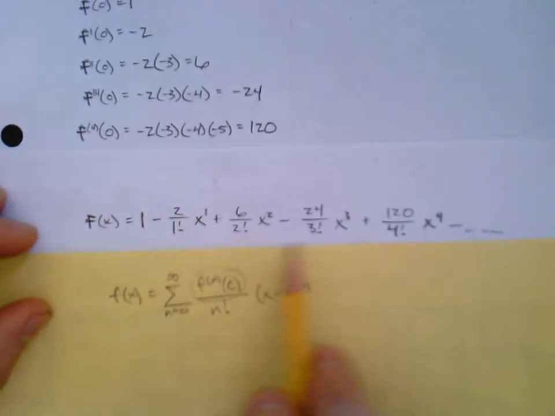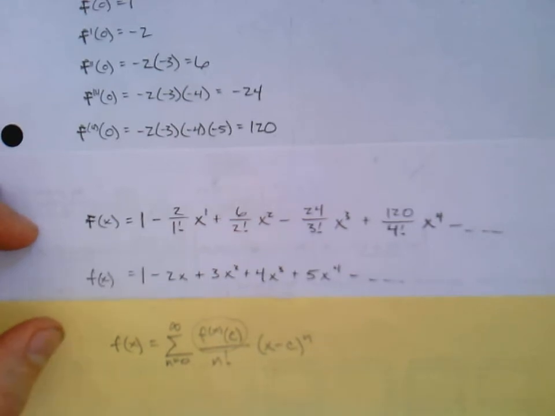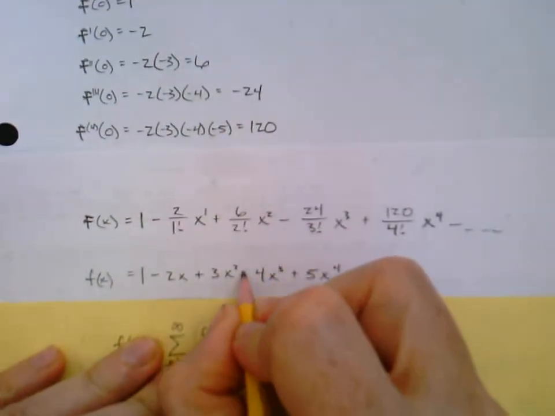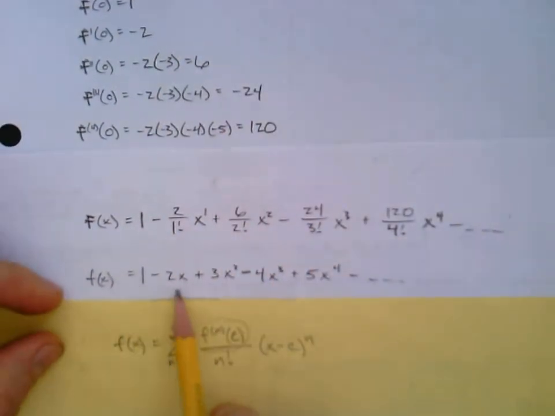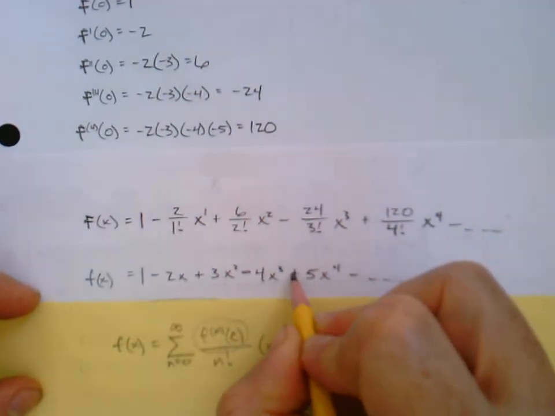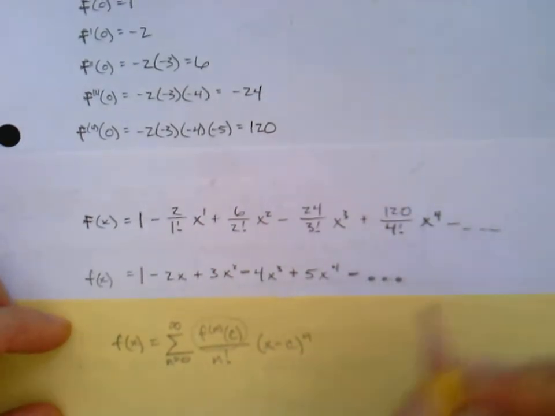Now these clean up very nicely. 2 over 1, 6 over 2, 24 over 6, 120 over 24. And I think I missed that this is actually a minus. 1 minus 2x plus 3x squared minus 4x to the third plus 5x to the fourth. Okay, minus dot dot dot.